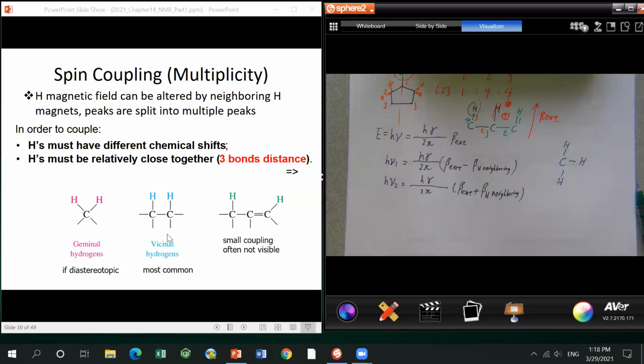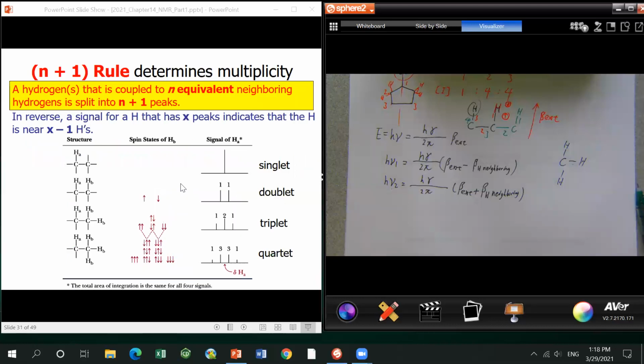Another case is vicinal coupling, the most common coupling case, the 3-bond case, where 2 hydrogens couple to each other. There are some chances you can have long-distance coupling, but that's beyond this lecture, so we don't need to worry about it. Just keep in mind that only the 3- or 2-bond cases give you coupling.